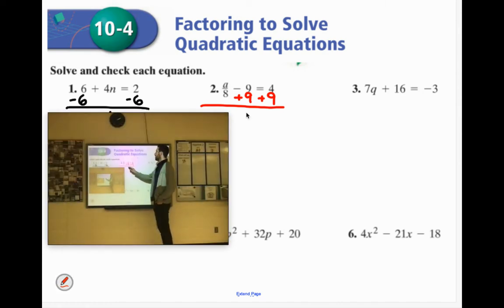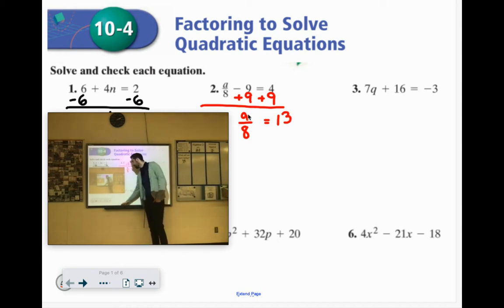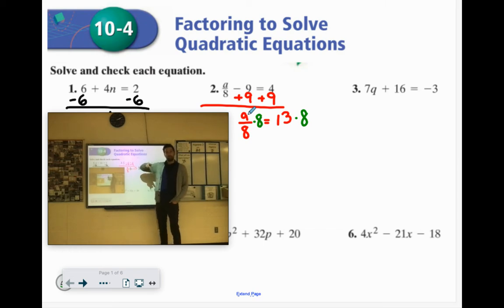Now we'll have a over 8 equals 9 plus 4 is 13. Now we're trying to get rid of divided by 8, so we will multiply by 8. If we do it to one side, we have to do it to the other. Now 13, think of 10 and 3. 10 times 8 is 80. 3 times 8 is 24. 80 plus 24 gives us 104 for a.